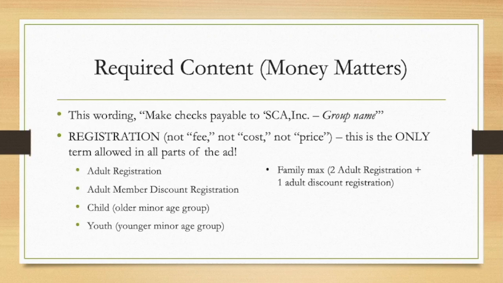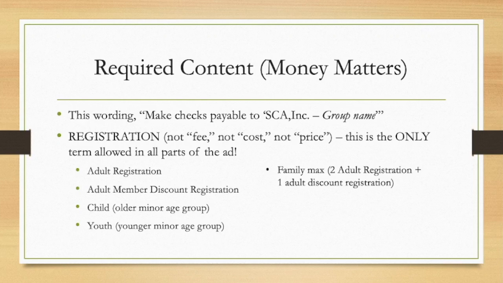The other thing is, what is the money that people pay to be at your event and get their site token? The technical term for this is registration. We cannot use the word site fee, we cannot say cost, we cannot say price. We are only allowed to use the term registration. And along with this, we have the specific delineations for different groups. Adult registration is for the general public.